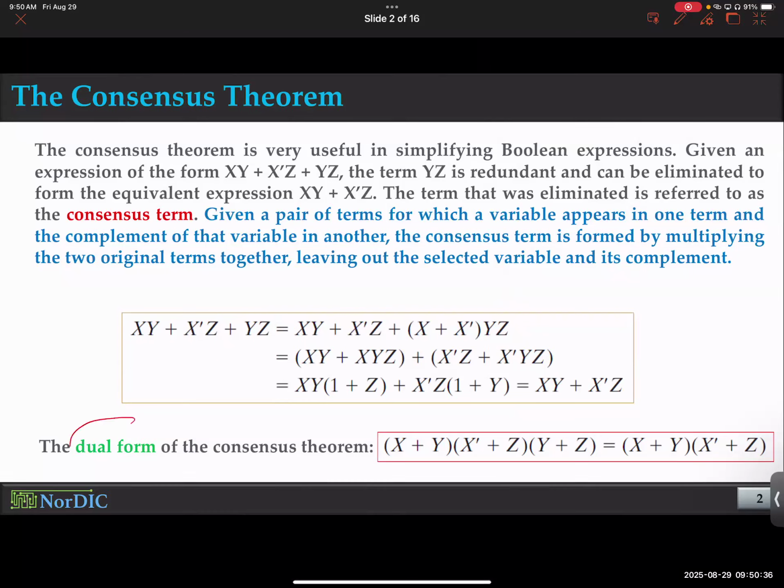And by the way, there is a dual form. This is for product, right? You have a similar format of the consensus theorem in terms of sum like this. Notice you have x plus y and x prime plus z, and then you have y plus z. So something is ORed with the true and complementary version of the same variable. So y plus z will be ignored and redundant. Just take a look at it, think about the theorem, compare this one with this one, and you'll see they are kind of similar. You can prove it in a similar approach, and we're going to use it quite often for optimization.